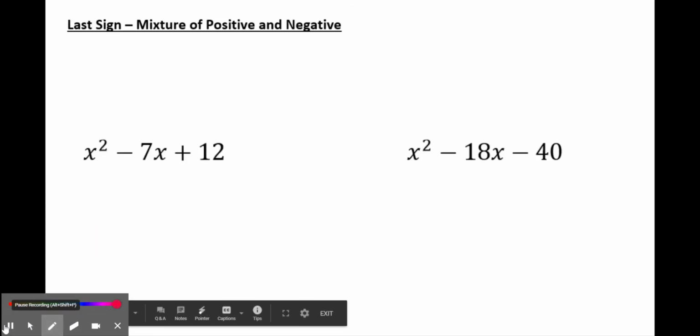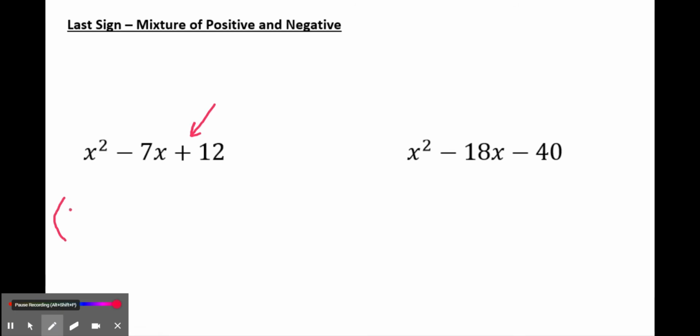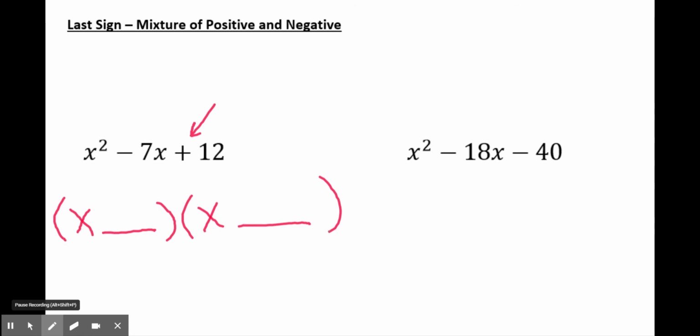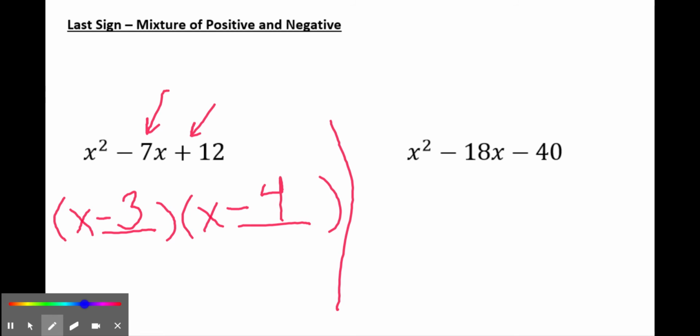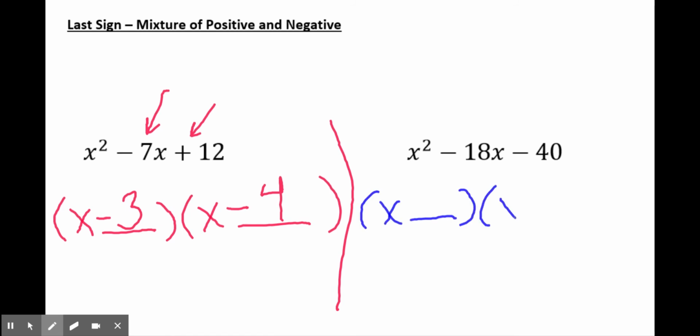So really just starting, I see the last sign is positive, but you always still start with x blank, x blank. Last sign is positive, signs are the same. So I know they're going to be whatever the middle sign is. And I know that 3 times 4 would give me 12, but 3 plus 4 gives me 7. All right, here we go, another one. Let's try x blank, x blank.